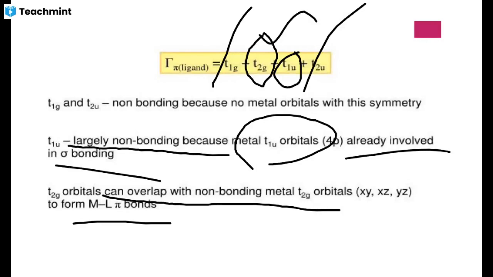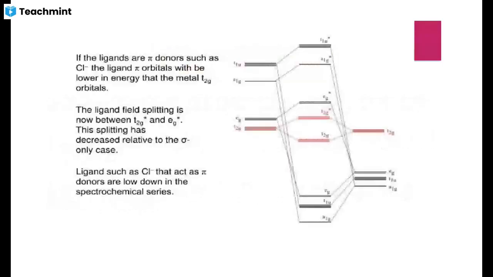Metal orbital also contain T1U, but it involves sigma bonding. Okay, so it cannot be involved in pi bonding. You see, this is the T2G orbital using pi ligand. So the same ligand can act as a pi donor or pi acceptor.